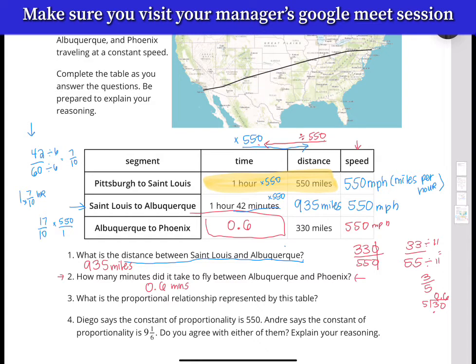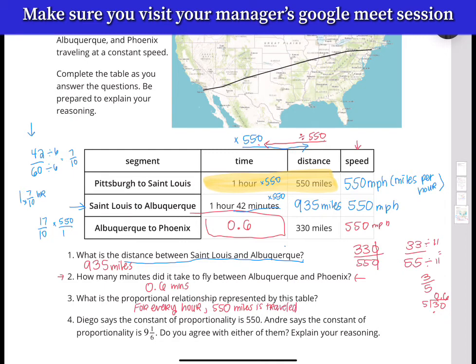All right. Then it says, Diego says that the constant of, or not this one. What is the proportional relationship represented by this table? The proportional relationship is for every hour, 550 miles is traveled.